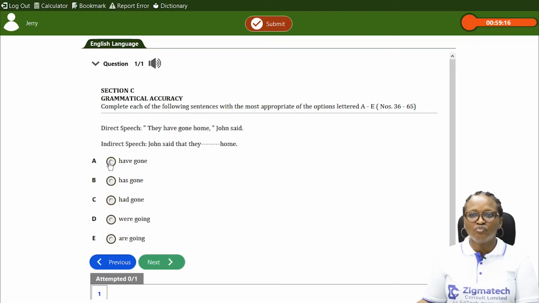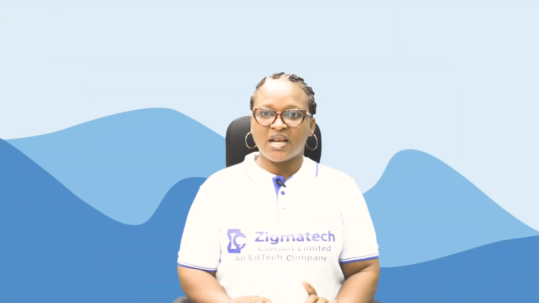It can be they have gone home, repeating the same thing. That means you never reported. Has gone home. It's not possible because has, it's also in the present perfect. But the only difference is that while have speaks of plural, has speaks of singular. All right, now we've come to our answer, and the answer is C. They had gone home.